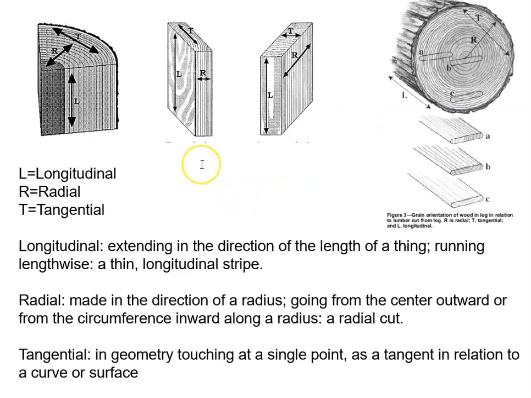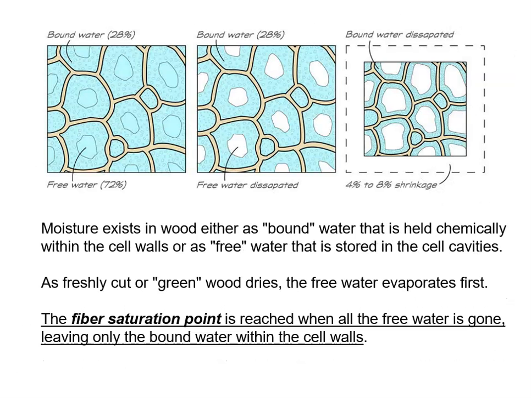Okay, so when we describe wood and how it's cut, timbers, the lumber, we have to understand how it relates to the original tree trunk, the direction that it was cut. Okay, moving on to moisture content, very important.